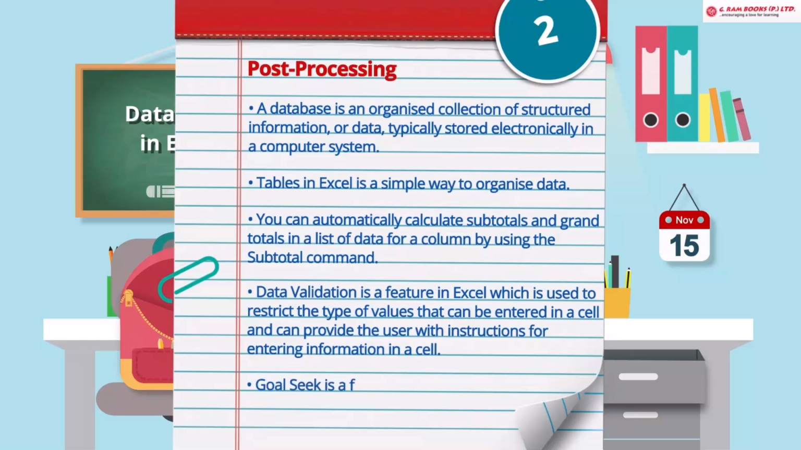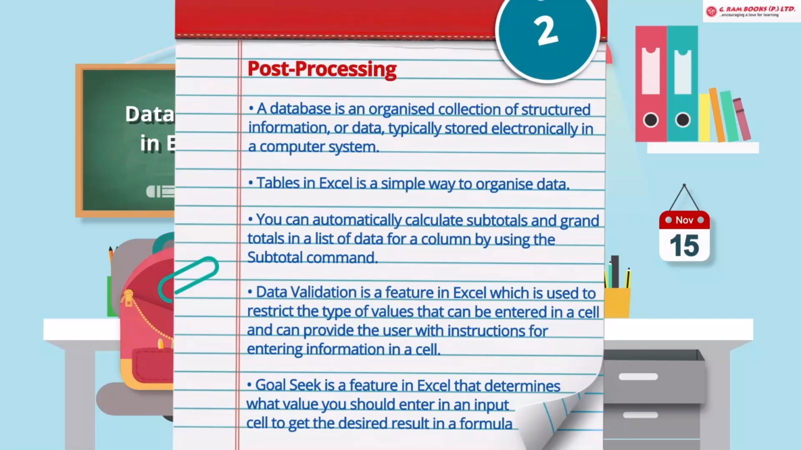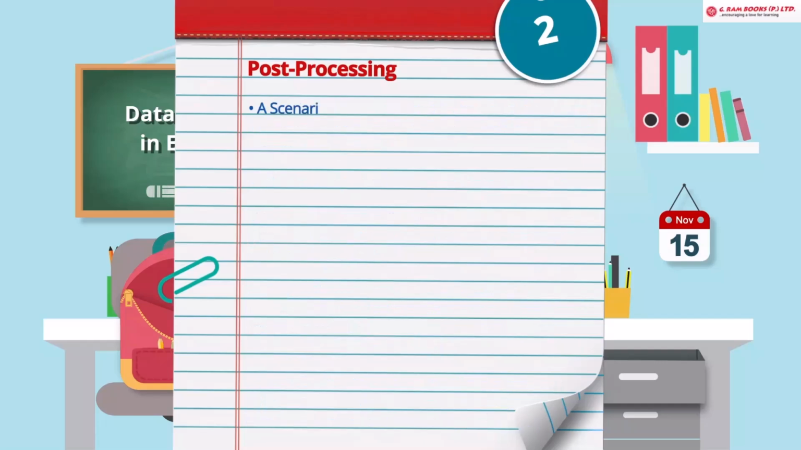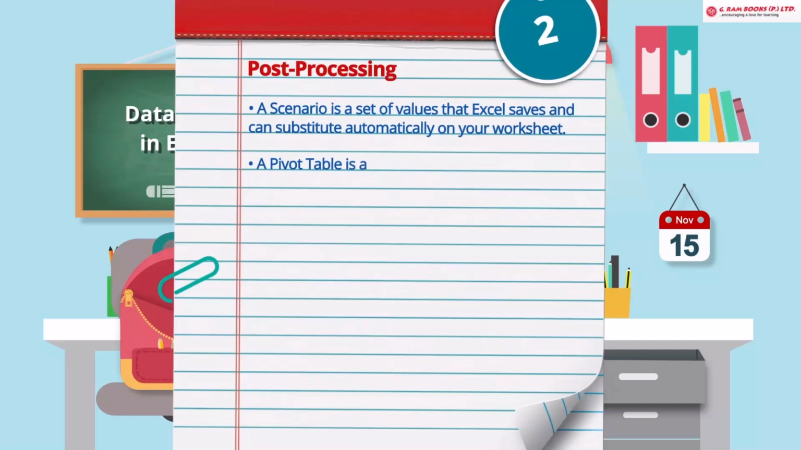Goal Seek is a feature in Excel that determines what value you should enter in an input cell to get the desired result in a formula cell. A scenario is a set of values that Excel saves and can substitute automatically on your worksheet. A pivot table is a powerful tool to calculate, summarize, and analyze data that lets you see comparisons, patterns, and trends in your data.